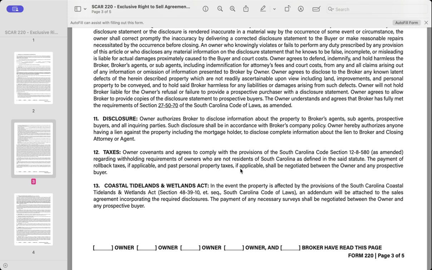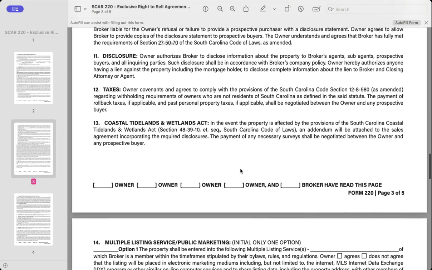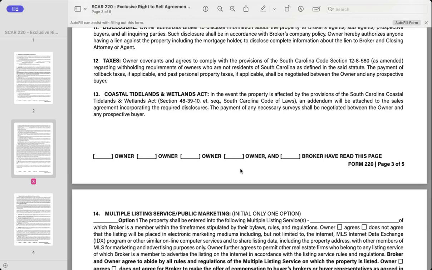Section 12 is about taxes. It just confirms that the owner would be complying with any provisions regarding the taxes and that the taxes would be negotiated between the owner and any prospective buyer if necessary. Section 13 may or may not be effective, but it just informs that if the property is affected by Coastal Tidelands and Wetlands Act, there is a separate agreement that would be reviewed and a part of this agreement as well.